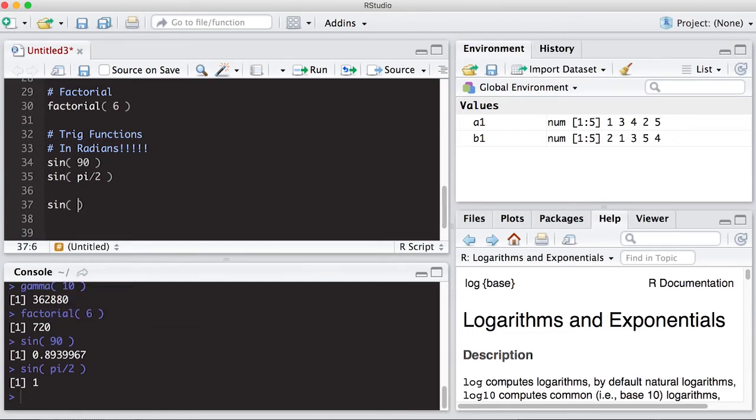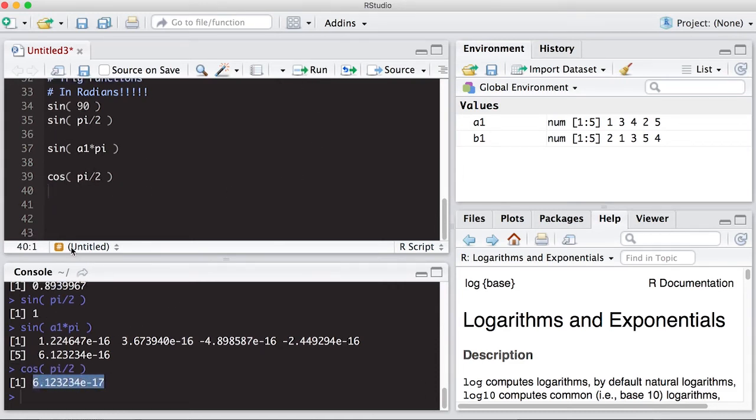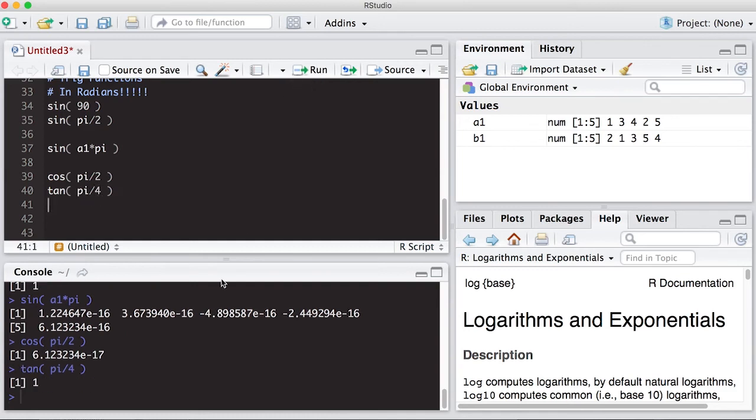So I can do sine of A1 times pi. And this is going to be pretty uneventful, because all of these numbers are whole numbers, and they're going to be near 0. But you can do this with cosine as well. So I can do cosine of pi divided by 2. If you're familiar with trig, this number is very, very close to 0, and I can do the tangent as well. But I'm not going to do pi over 2. I'm going to do pi over 4, because we should know what that would be if we know our radians. And we get 1 because that's a 45-degree angle.